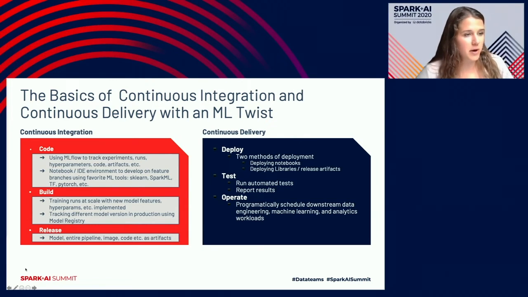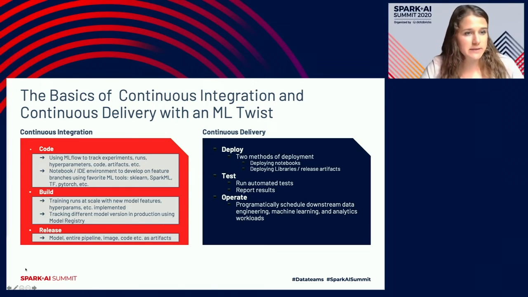But a release in an ML project could be a whole slew of things. It could be a model, it could be an entire pipelined model, could be certain images, could be code itself. There's a lot of things that are considered as artifacts, and that's going to be really dependent on the problem that you're solving and what the downstream business needs to consume off of this specific ML project.